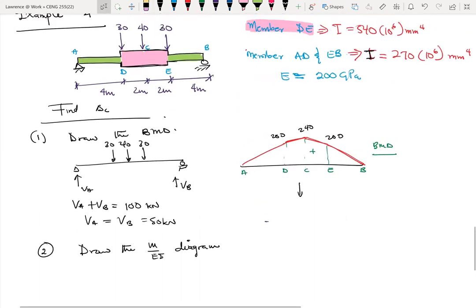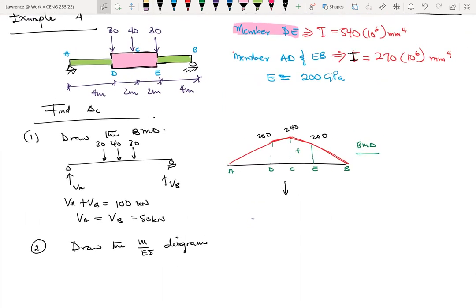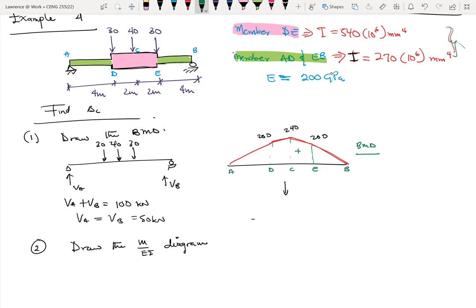Okay. So we know that from A to D, our I is 270. Then from D to E is 540. And then from E to B is also 270. So I can find a relationship between these two here. So I'm going to bring that down here. Forgive me for all this.